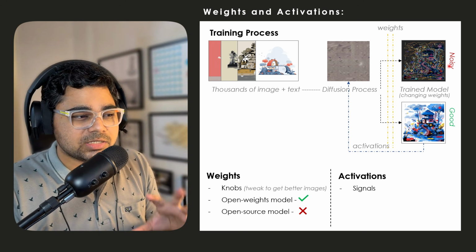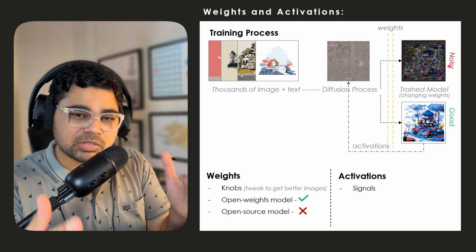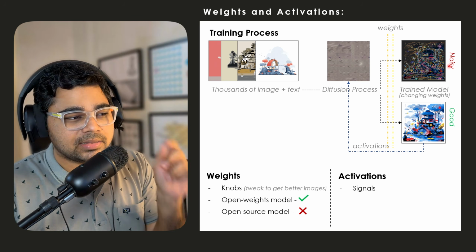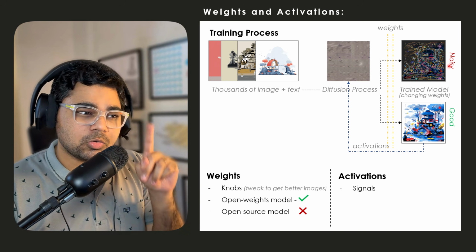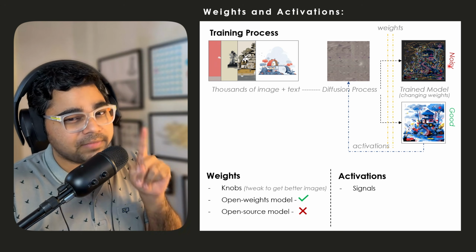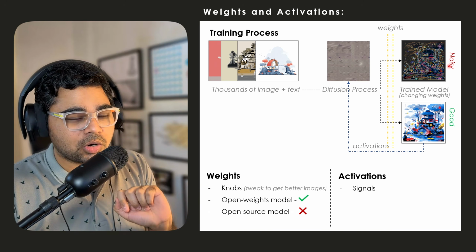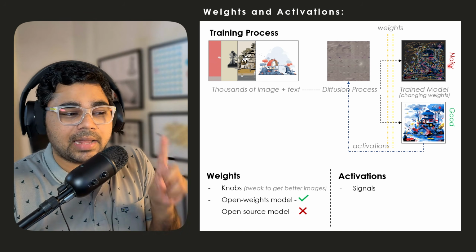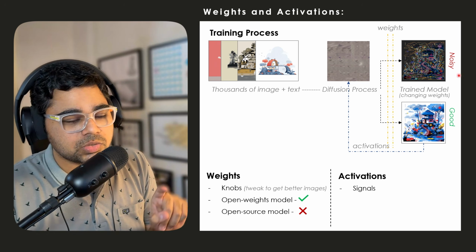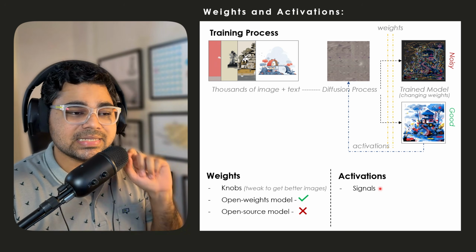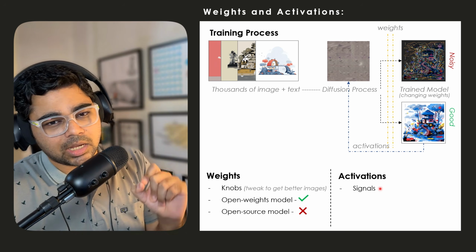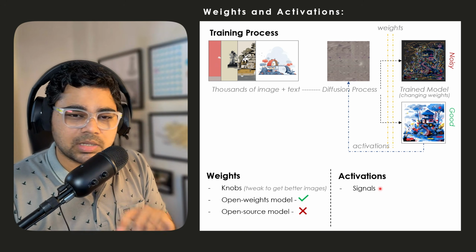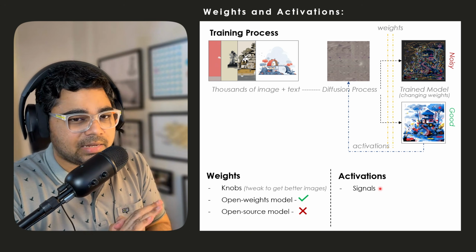So basically you can imagine weights as knobs. Imagine you have a musical instrument. You keep on changing these knobs until you get good music. That's what weights do. And that is why most of these models are called open weights models and not open source models, because you can tweak the weights for the fine tuning of the model, and that's why it's called open weights and not open source. And activations are basically signals or communicators that communicate every time during the diffusion process training or in image generation. Okay, so I hope it's clear what weights and activations are.